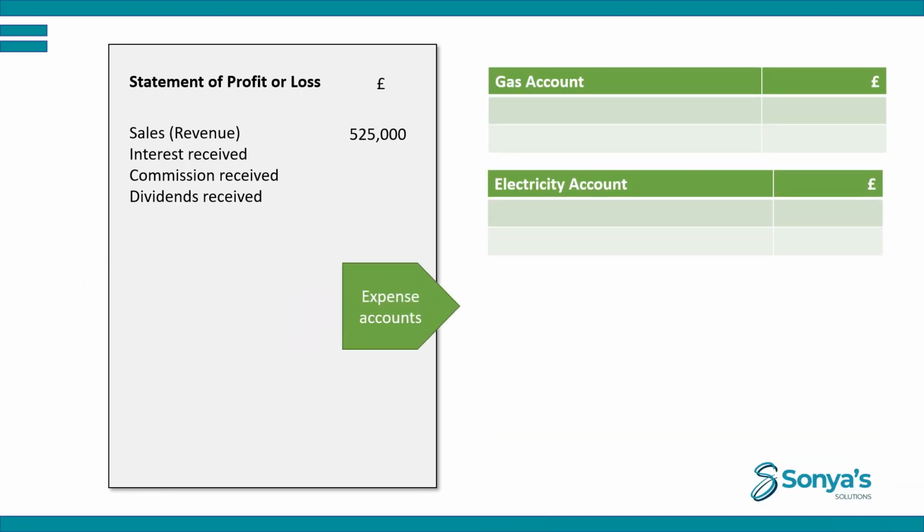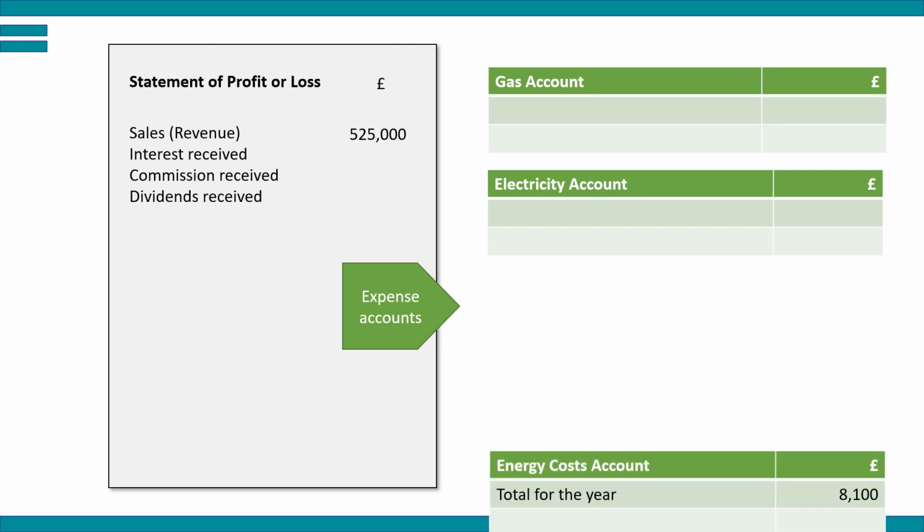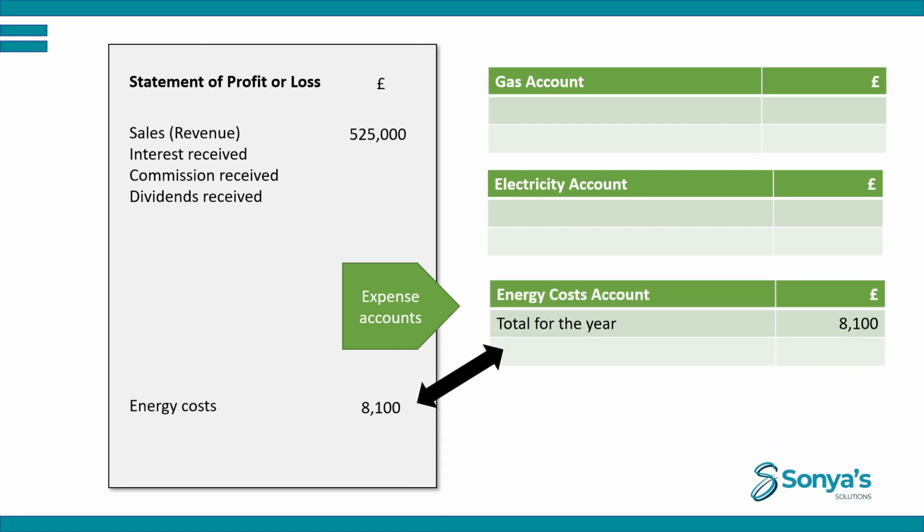In the bookkeeping system, a business can group together different expenses in a way that's most useful for them. For example, some businesses may want to monitor the costs for gas and electricity separately, so they'll have one account for gas and another for electricity. Yet another business may put all the costs in one energy costs account.